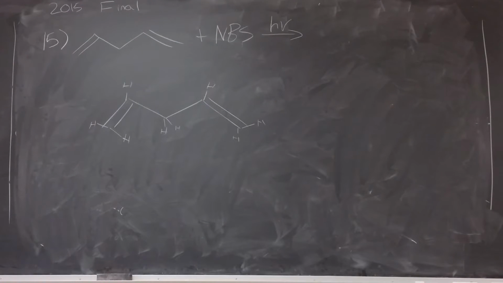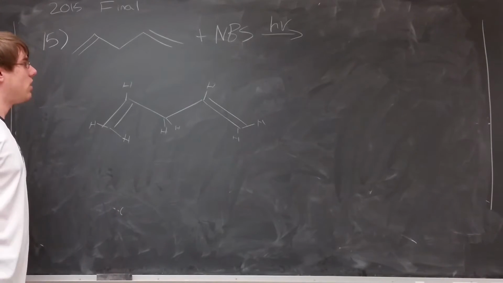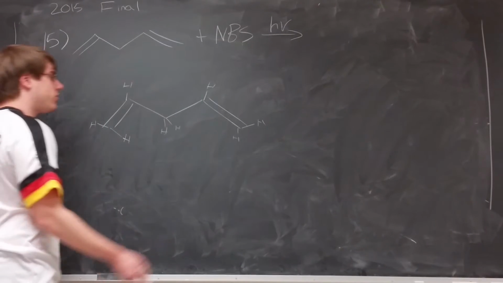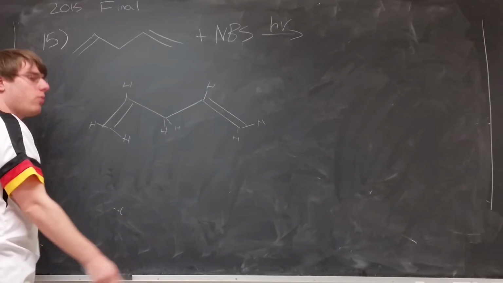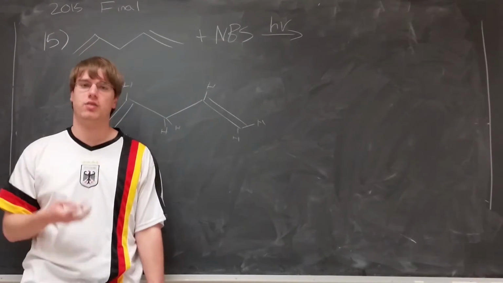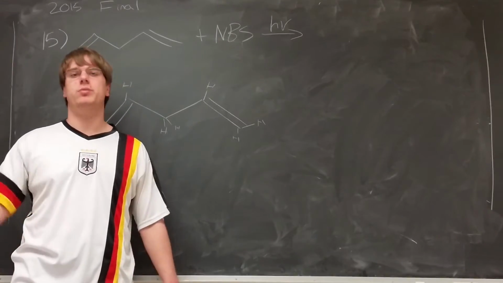Question 15 is a question on NBS, which was a radical reaction you learned for the first exam. To start any NBS question, what you first have to ask is, okay, so each of these carbons have hydrogens on them, and I want to pull off one of those hydrogens and leave behind a radical. Where would that radical be most stable?